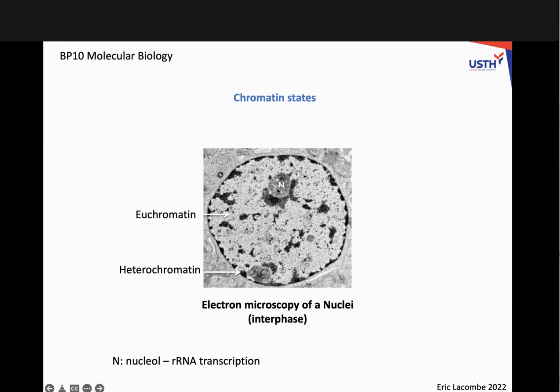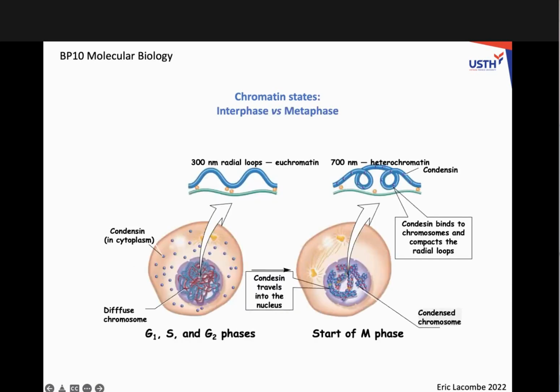So it's a little bit darker because of the electrons. But what we find are 2 types of chromatin. The words come from a very long time ago. We have lightly colored chromatin and dark colored chromatin. We call that euchromatin for the light color and heterochromatin for the dark color. Okay. So there are 2 kinds of chromatin.